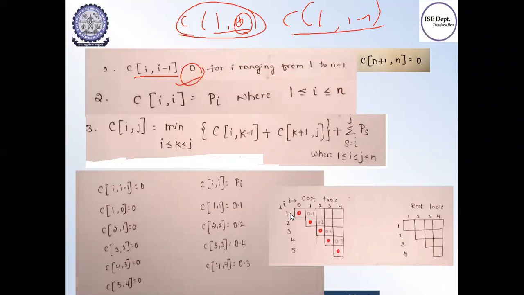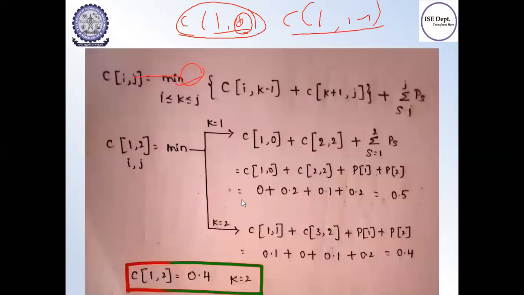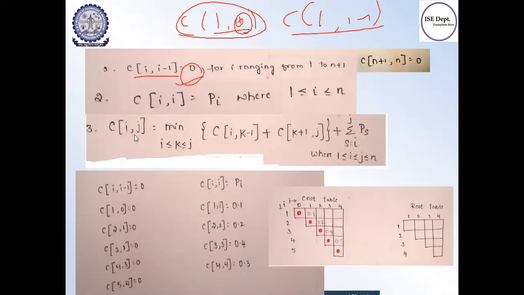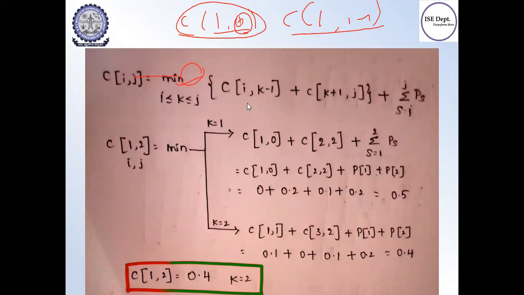So what is the next one? It is 1 comma 2. How will I get 1 comma 2? Correct. 1 is what? i. j is what? 2. According to this formula, i and j. So what is the formula? Minimum of C of i comma k minus 1, plus C of k plus 1 comma j, and the summation of this is the formula. Correct. So what are the possibilities of k here?